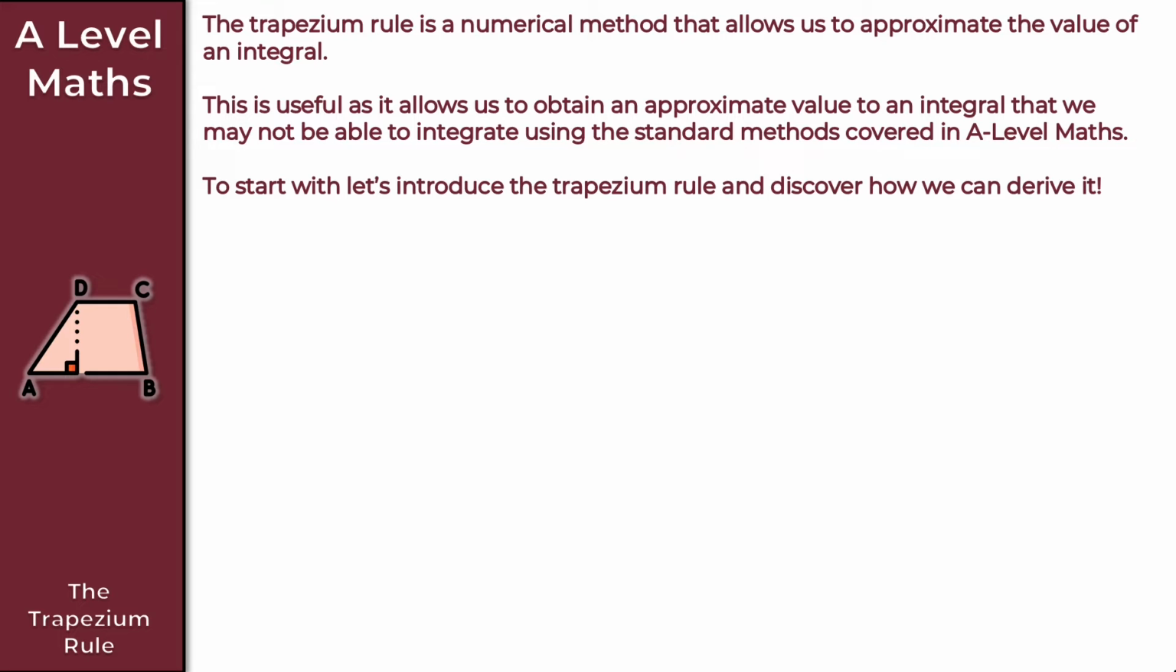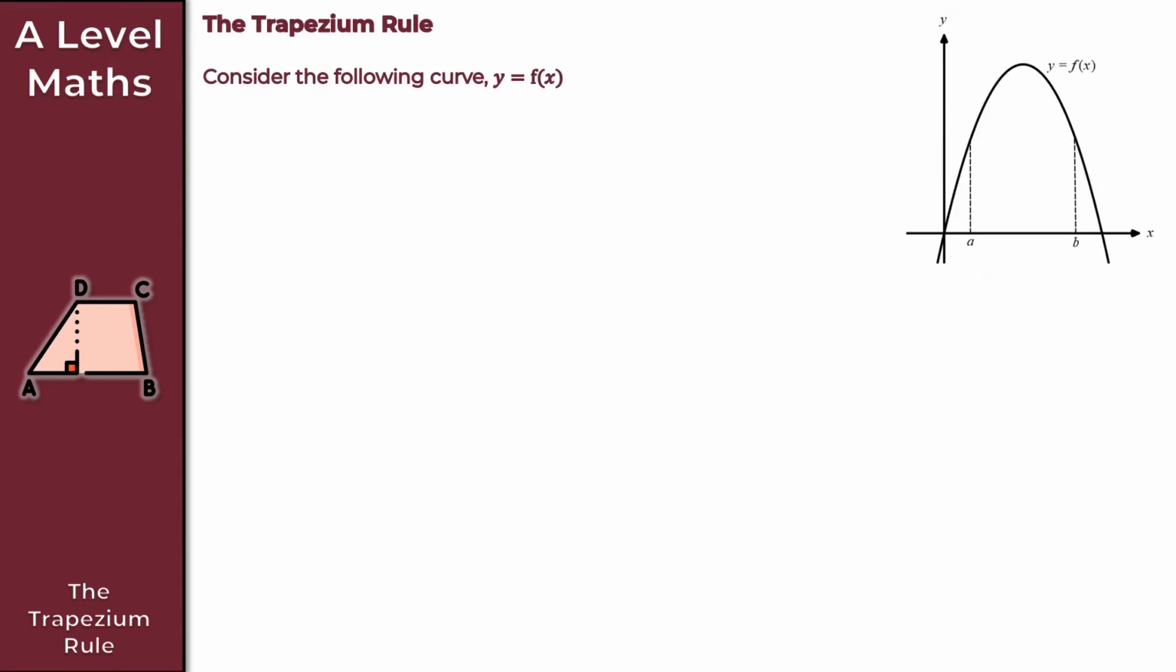So to start with here then, let's just introduce the trapezium rule and discover how we can derive it ourselves. Let's consider the following curve, y equals f of x. And we can also see a diagram of this curve. Now the question that we want to answer here is how would we find the area under the curve y equals f of x between a and b by using the trapezium rule?